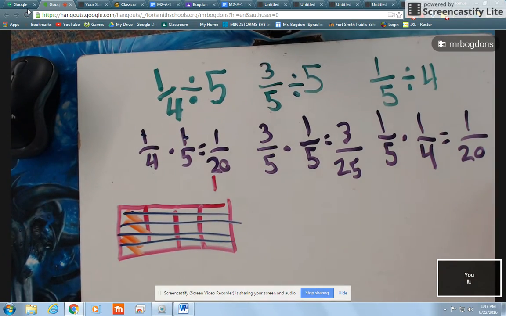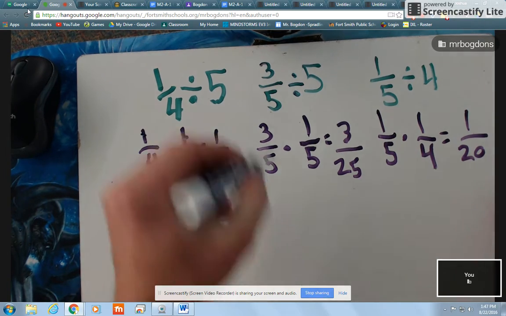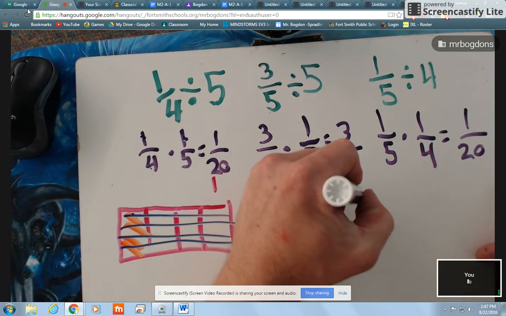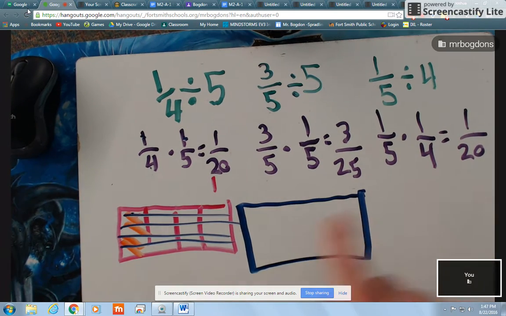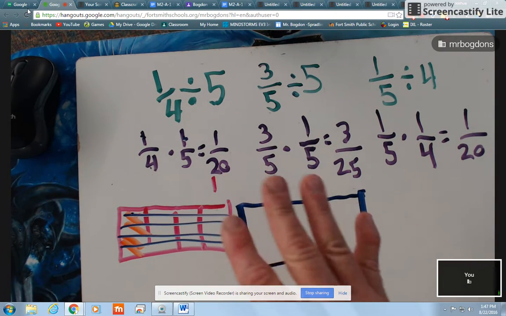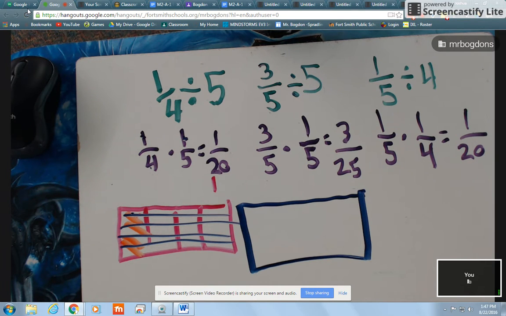Let's do another model. The 3/5. What am I making a model of? The 3/5 or the 5? What am I cutting up? The 3/5. So I don't worry about the second thing. I draw the first thing. Whatever it is, I have to share. Now, this whole box, this whole thing is going to represent one piece, one whole.